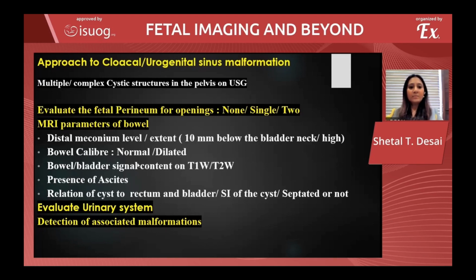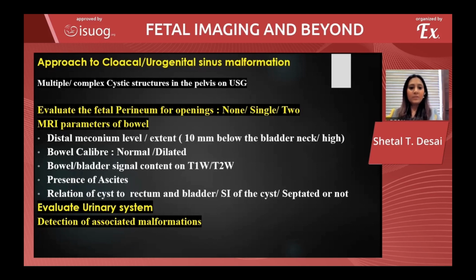We look for the bowel caliber, whether it's normal or dilated. We look for the bladder and bowel signal on T1 and T2. We look for presence of ascites and relationship of the cyst to the rectum, the signal intensity of the cyst and the bladder, and whether the cyst is septated or not.